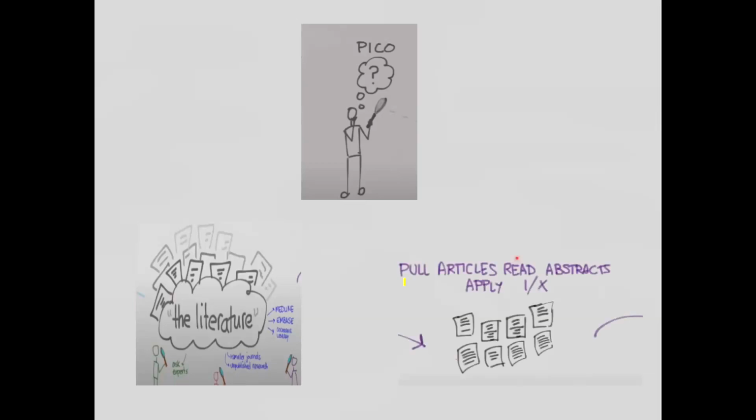So you framed the questions, you did a PICO, you did a literature survey. Next, pull all the articles, read the abstracts. Read the abstracts, okay, and whichever comes closer to your studies, keep them.